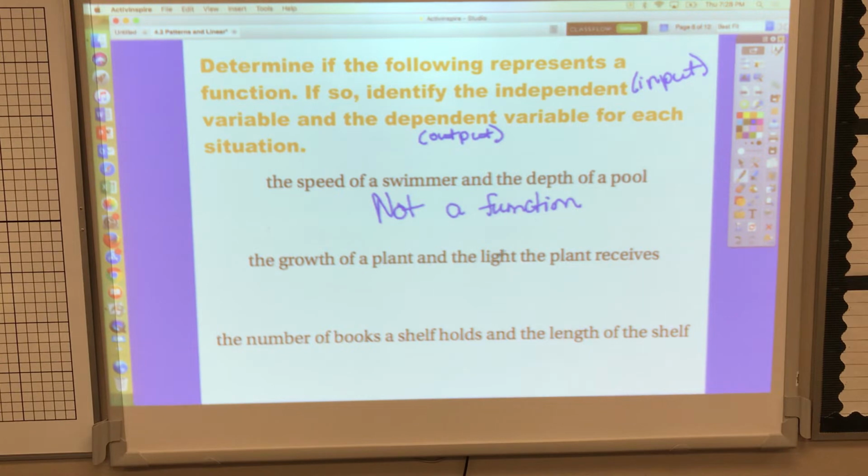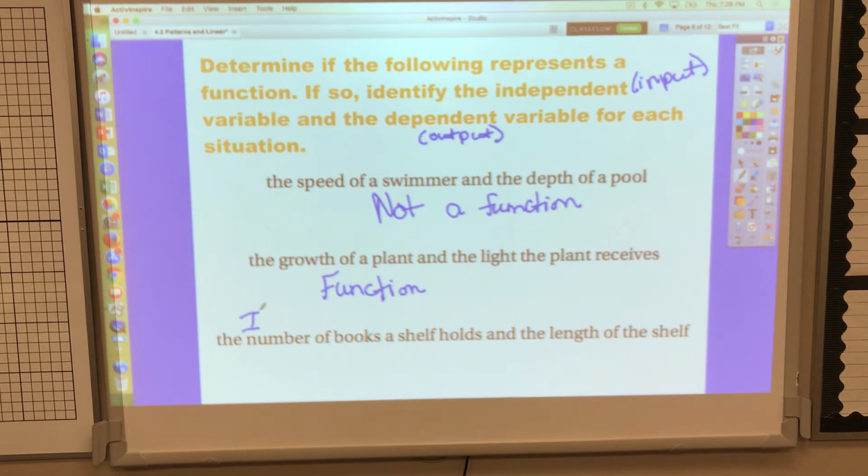The growth of a plant and the amount of light the plant receives. Okay? From science class, you should know that plants require light to grow. So this one is a function. The more light a plant gets, the better it grows. So that makes the amount of light our independent variable.